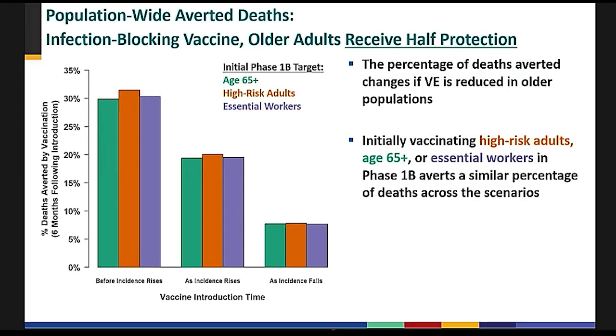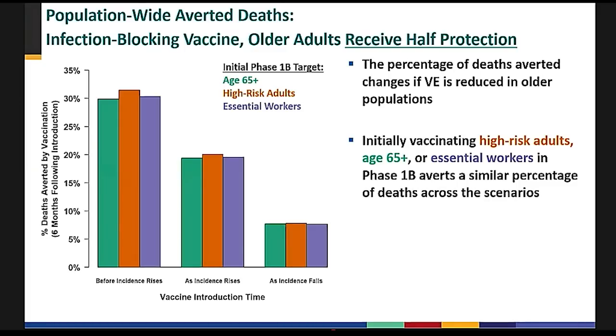This slide shows a population-wide averted percentage of deaths, assuming an infection-blocking vaccine, but now the vaccination protection or efficacy in older adults is half that of the younger age groups. The bar chart continues to show the percentage of deaths averted by the phase 1 campaign over the 6-month horizon following the introduction of vaccine.